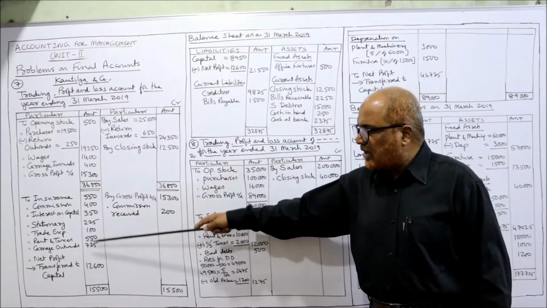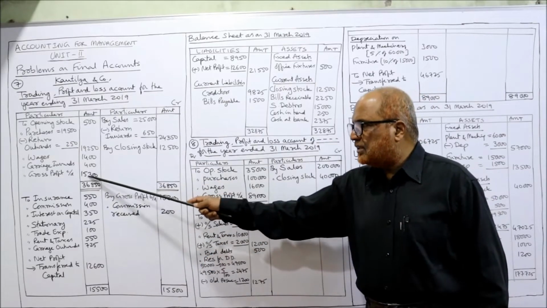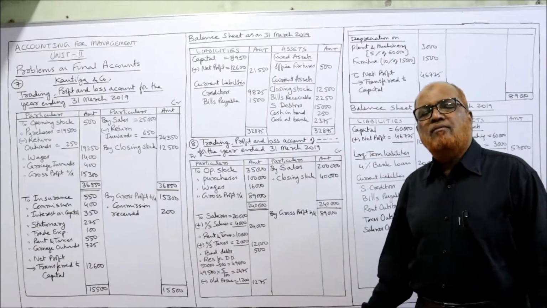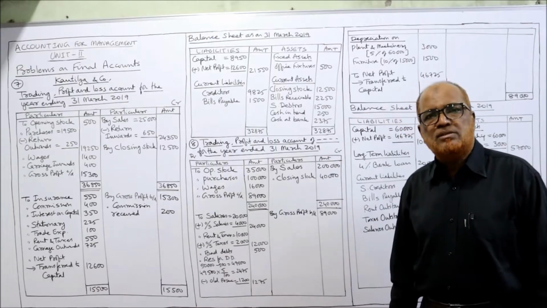Now we have to start profit and loss account from here. So by gross profit brought down 15,300. Only one other income is the commission received. Commission CR.